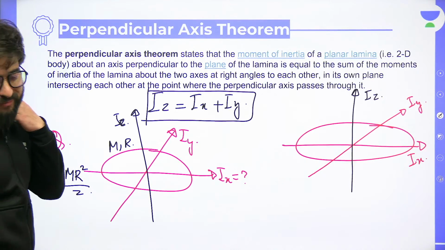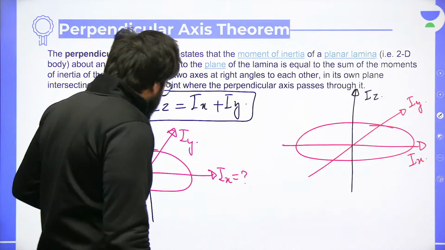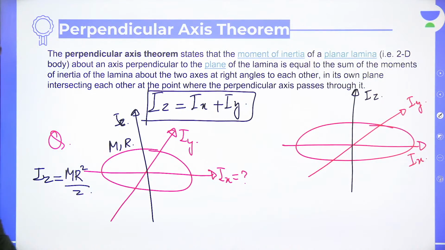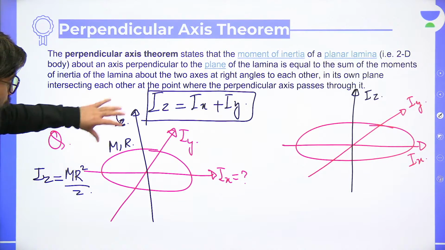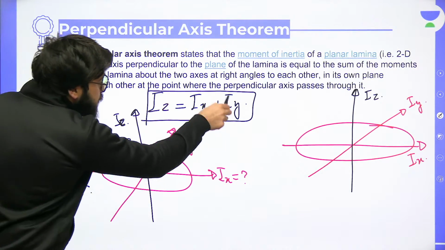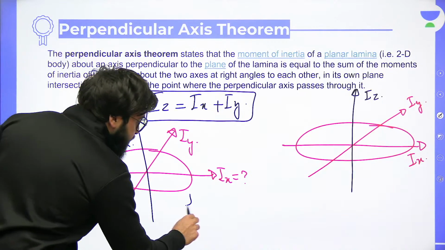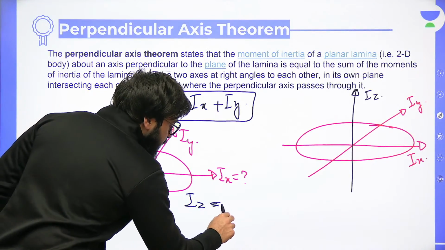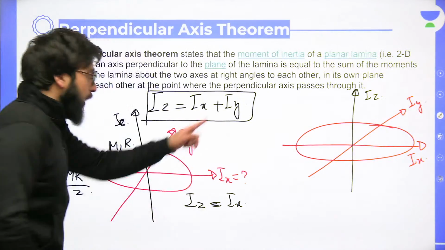Ring ka kya hota hai? What was the moment of inertia of the ring? That's Mr square. Over here, this is a disk, Mr square by 2. Now, you tell me one thing over here. If you know this one, you'll say, sir, I'll use this one. That is the perpendicular axis theorem, that is Iz is equal to Ix plus Iy.